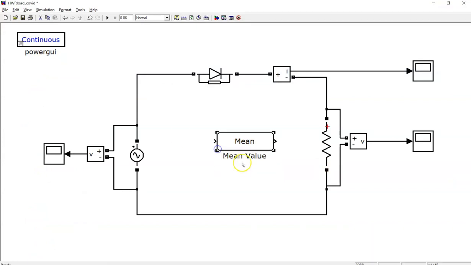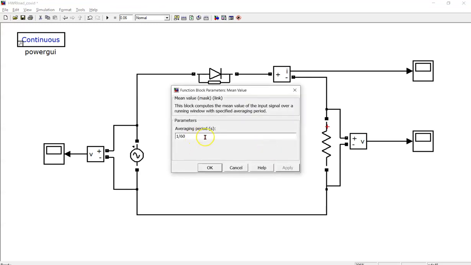and resize the mean block. You double click, and normally the averaging period is based on your frequency. Since our source input frequency is 60 Hz, the averaging we need to set is 1/60. If we set the source voltage fundamental frequency to 50 Hz, then in this function block parameters, we need to set 1/50. Then we click OK.